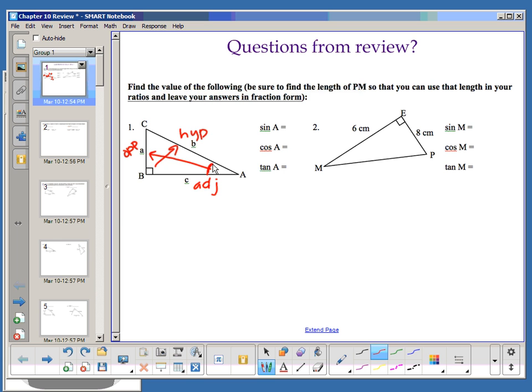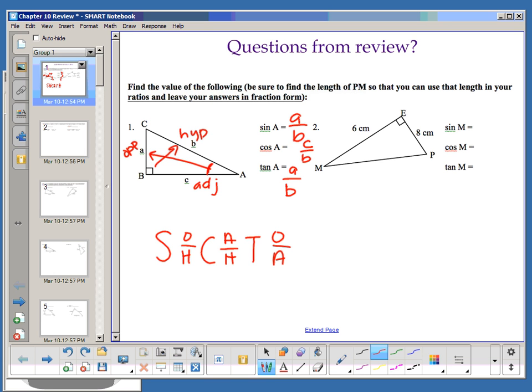Okay, so then if you think sine, okay, so SOHCAHTOA. So sine is opposite over hypotenuse, so my opposite side is A, my hypotenuse is B, so the ratio is A over B. Cosine is adjacent over hypotenuse, so that's going to be C over B. And tangent is opposite over adjacent, so we're going to get A over B.